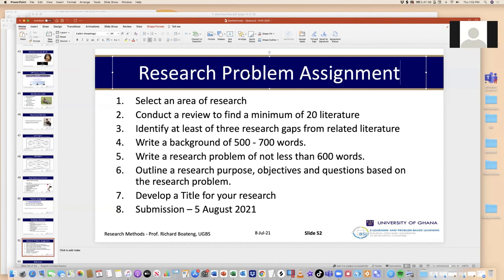Prof. Cynthia, you can go ahead. Please, I wanted to find out what is the maximum number of gaps that you can identify in a research work? Is there any maximum number or minimum number? I will not say there's a maximum, there's a minimum. You need enough to be able to do your PhD. Sometimes people can identify five gaps and they may only respond to three.